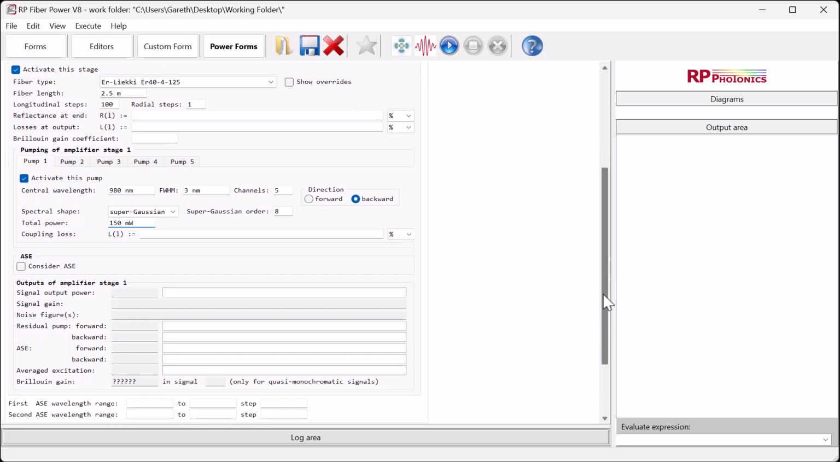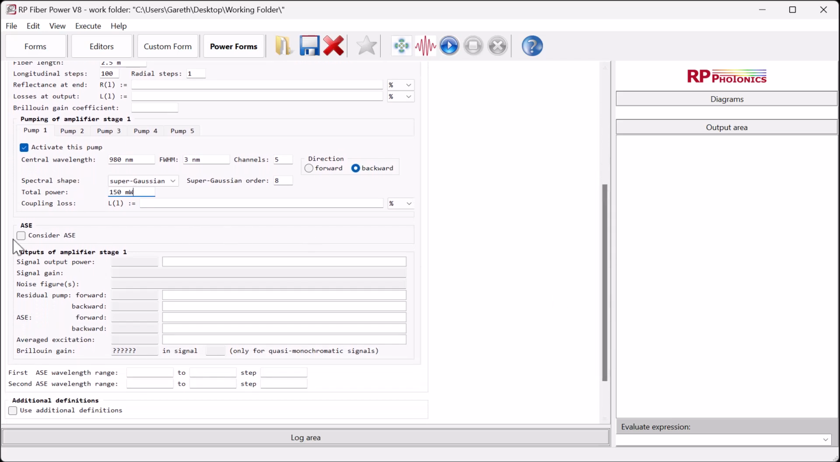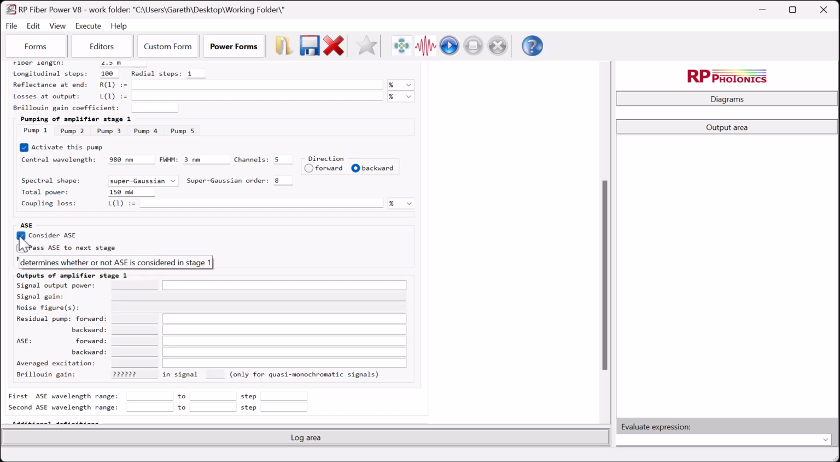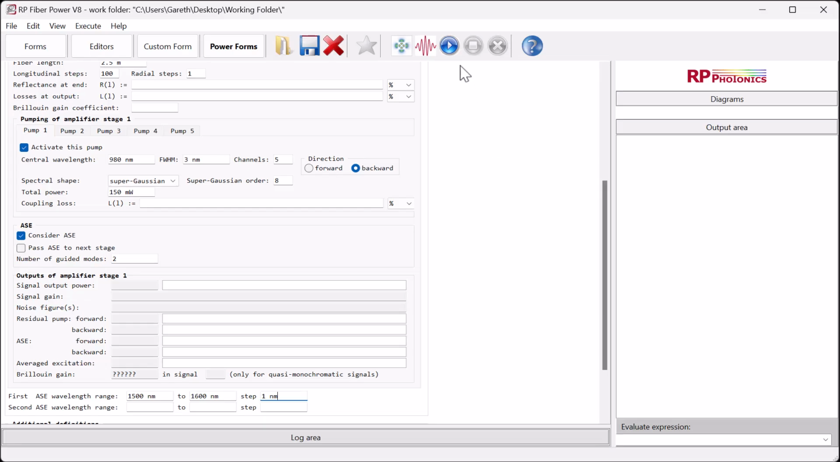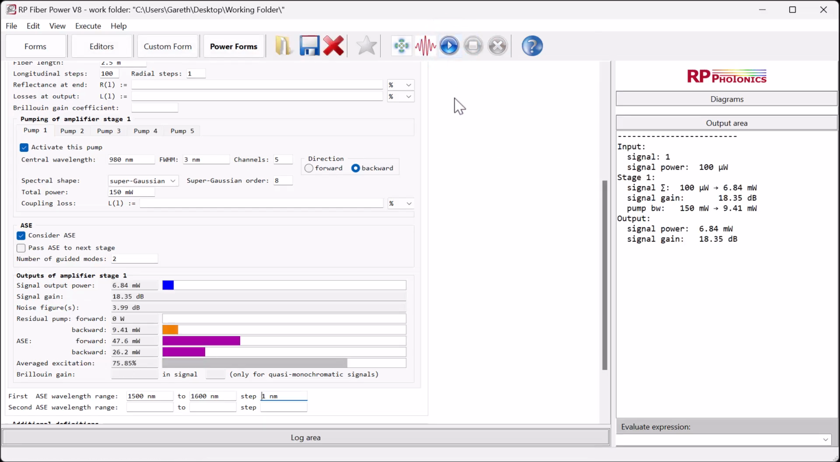Of course, we want the simulation to consider amplified spontaneous emission, in short ASE, as this will significantly impact the amplification this far from the gain maximum. We also need to set the ASE wavelength range to ensure it covers a significant portion of the spectrum. Now we are ready to run the simulation.